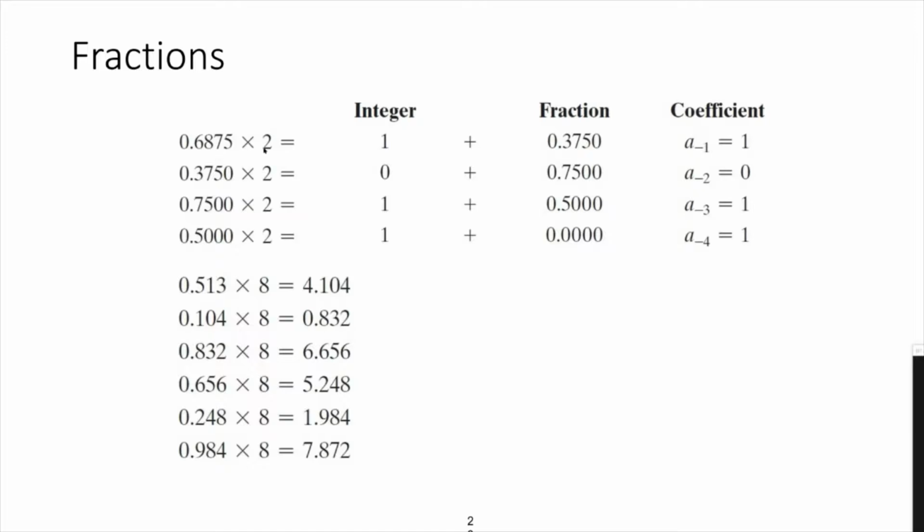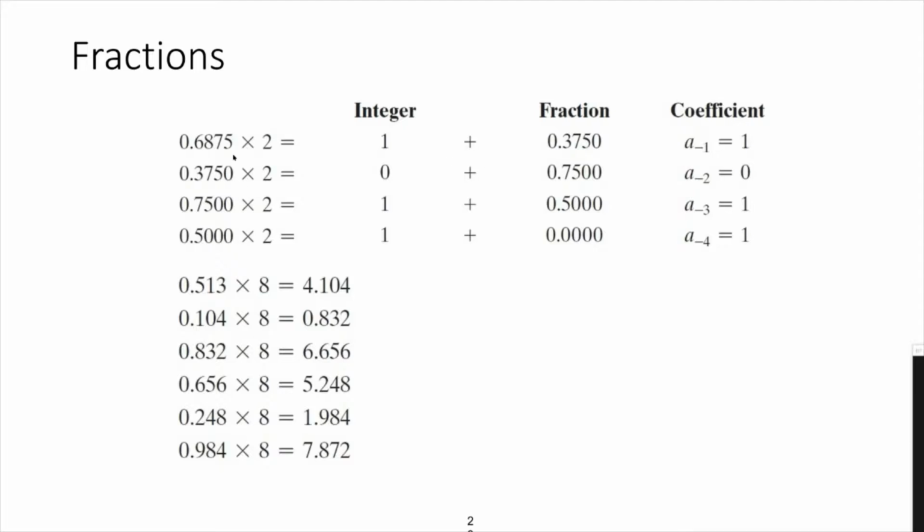You multiply it times 2. You keep the integer. The integer is either going to be 1 or 0 when you perform these operations. And you have a fractional component. So this times 2 is an integer and a fraction. The fraction gets carried down, and you do the same operation again. And the integer component becomes your coefficient.